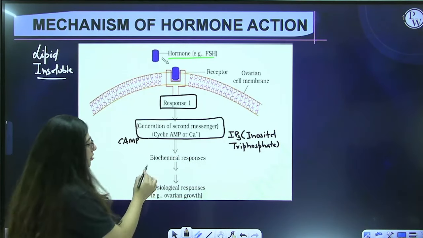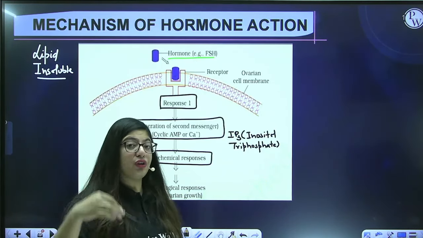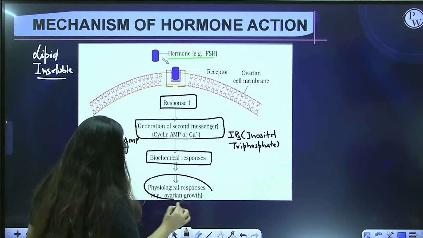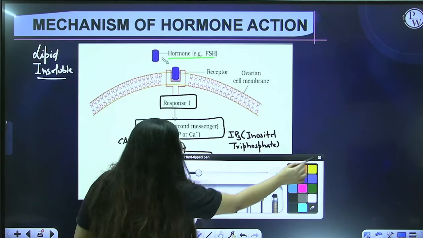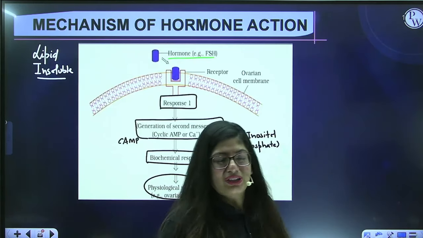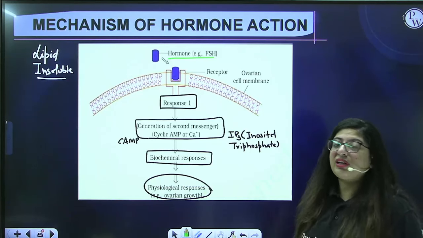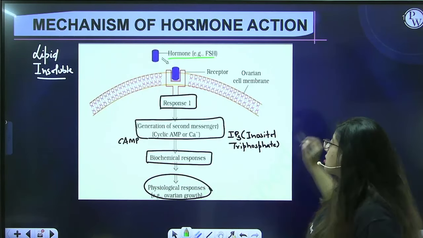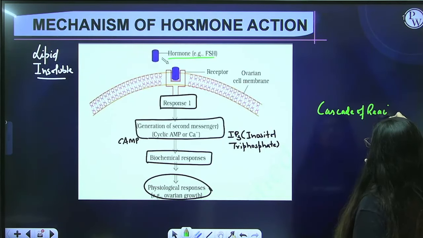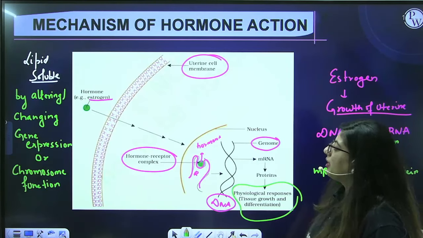Now they will start the response. The first student has started the response and gives it to the other. So this is the biochemical response, and then the physiological response will be seen, which is ovarian growth, because FSH causes ovarian follicular growth. This is how it is done, but it's for lipid insoluble hormones. So lipid insoluble hormones start this biochemical response, also called a cascade of reaction. So this is how both types of hormones work, guys.